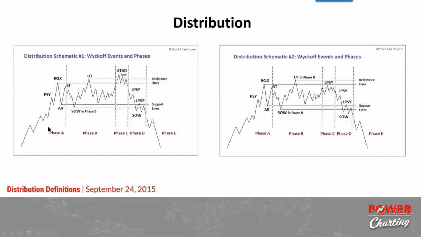In this case, you can see here, phase A is the stopping of the advance with a buying climax. Phase B is a trading range, which is the construct of the composite operator systematically distributing stock out of their portfolio. Phase C is the final testing phase. Phase D is essentially the beginning of the markdown within the structure of the distribution range. And then phase E is the markdown phase.